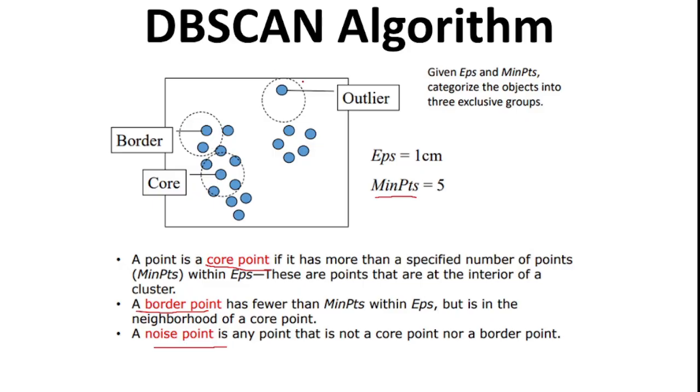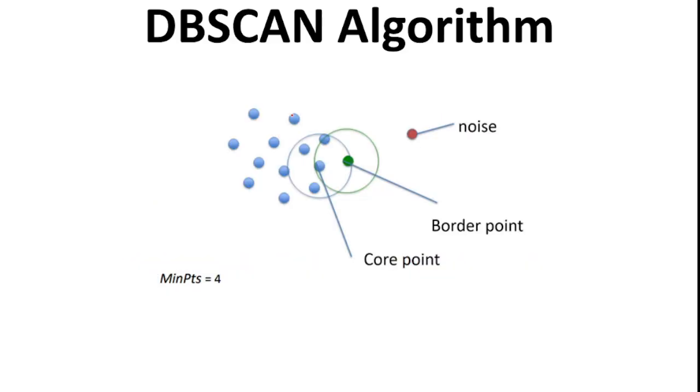And some points will be outliers. An outlier is any point that is not a core point nor a border point. You can consider all those as outliers. And here is another example for you to calculate. Check how many core points and border points are there in this case, and how many outliers too. Thank you.